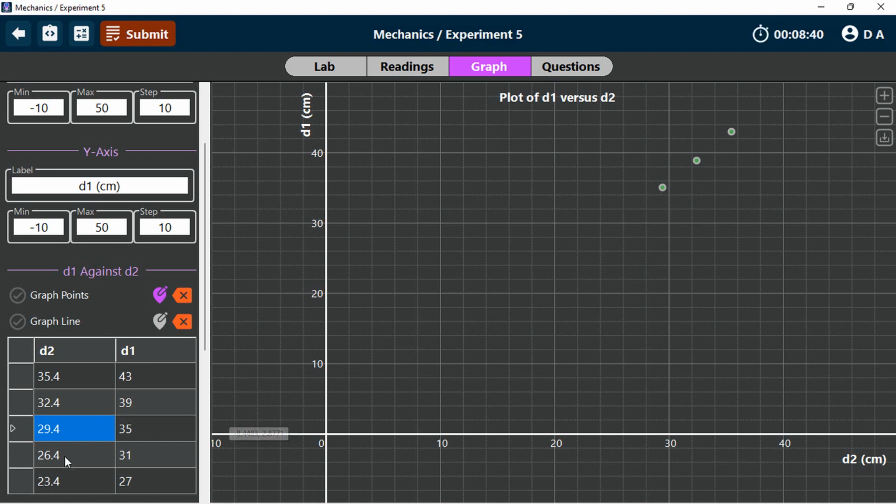So the next is 26.4 and 31. So this 26.4, this 25, this 26, then this is 26.4, somewhere here, and you have 31. So 31 should be somewhere here. This is 31.